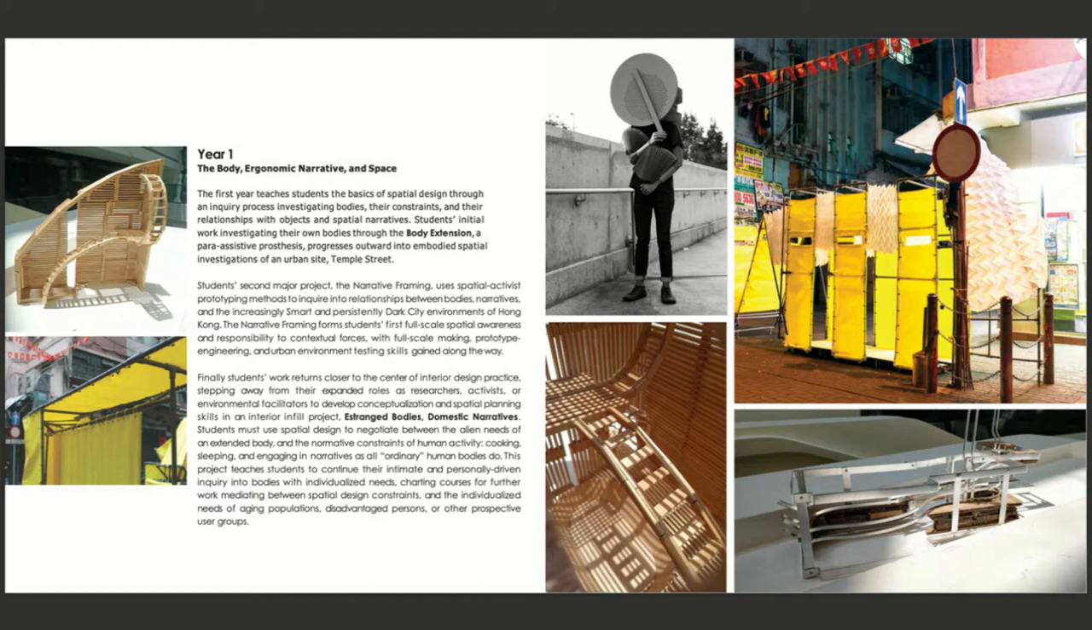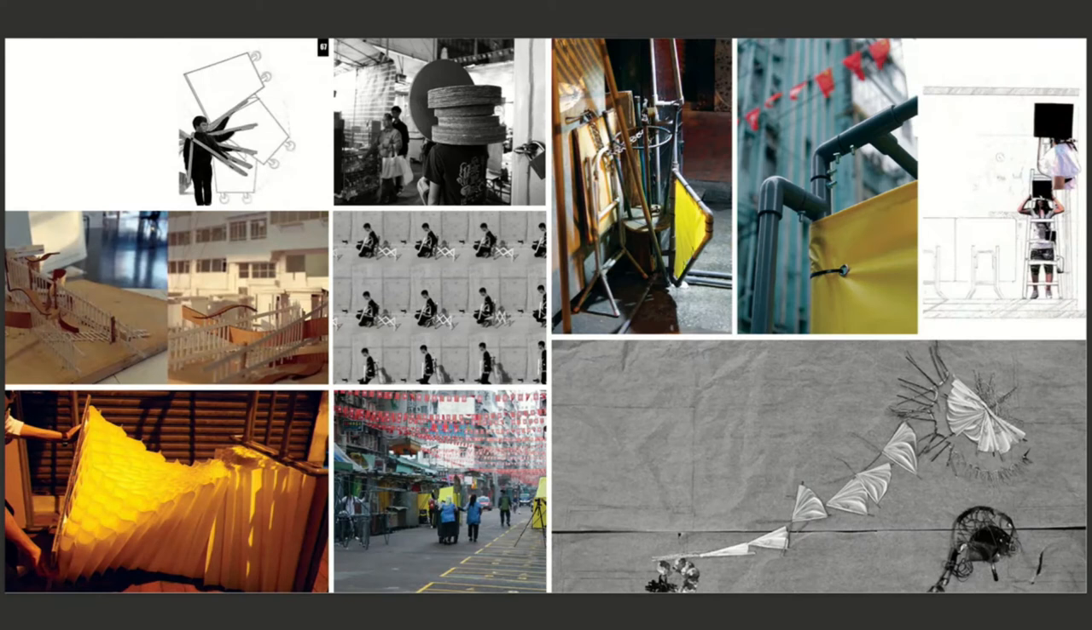You see, we have a lot of keywords here. We talk about domestic narratives. We talk about estranged bodies. And we ask the students to come up with an interesting mechanism, and to think, like a body architecture, about how to make the device multifunctional. So you might see some examples here.